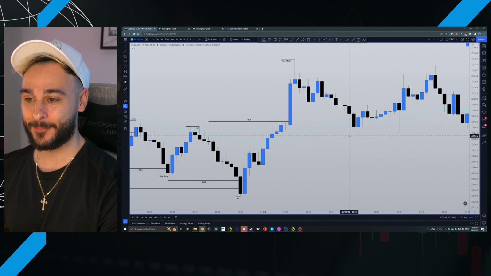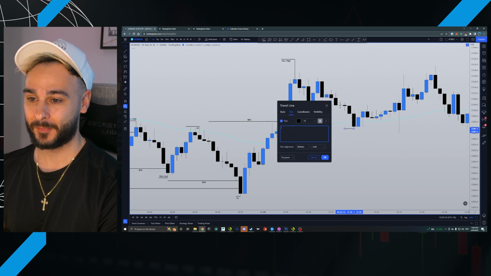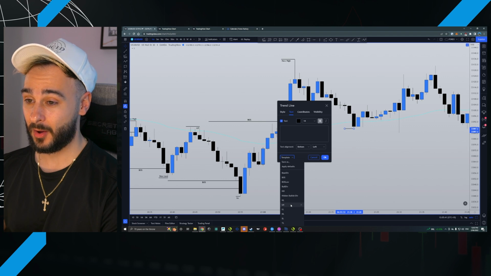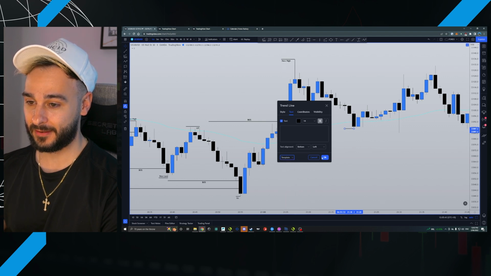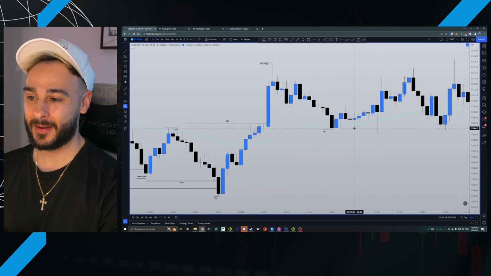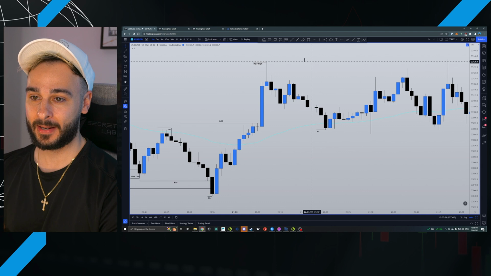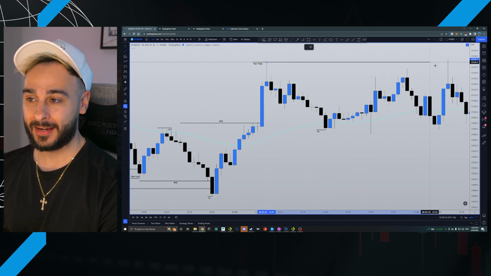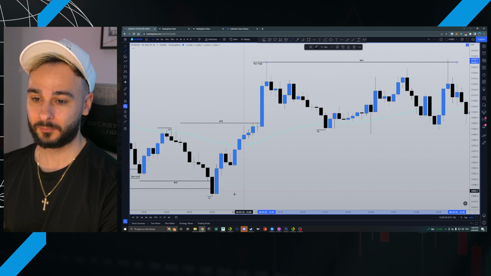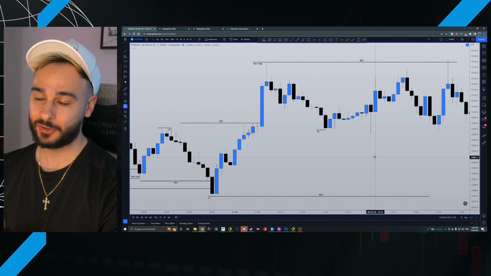And then we get a pullback like so. This would be, don't have to type it in, I have a preset. This would be our high or low. I'm confusing myself now. This would be our high or low. And you can see how structure is respected. So we would need these highs to be broken to continue our uptrend. And if these lows get taken out, then we're just ranging at this point.